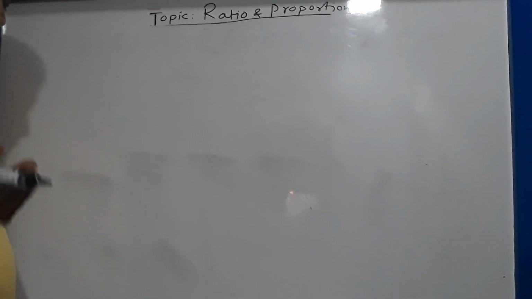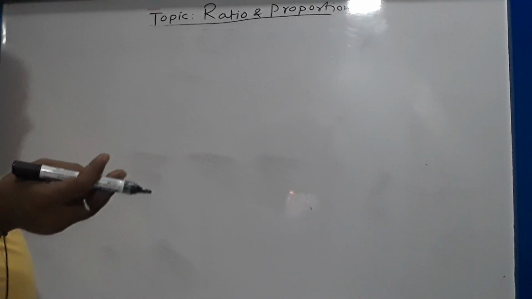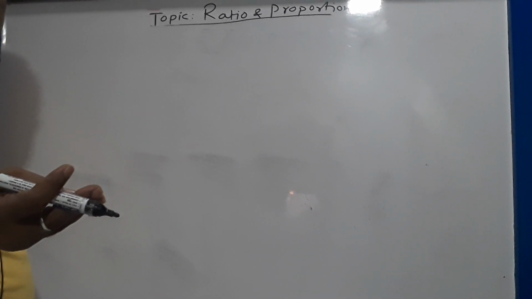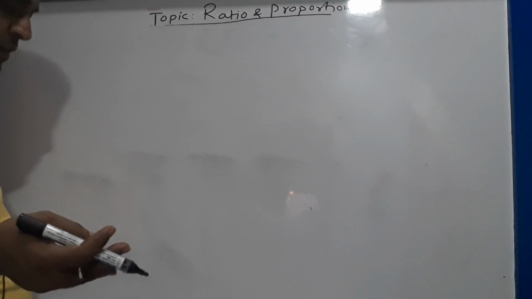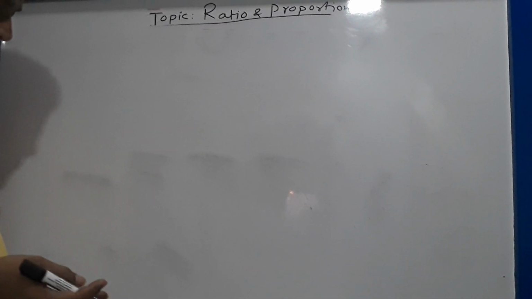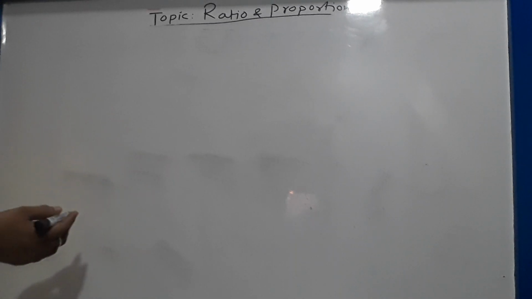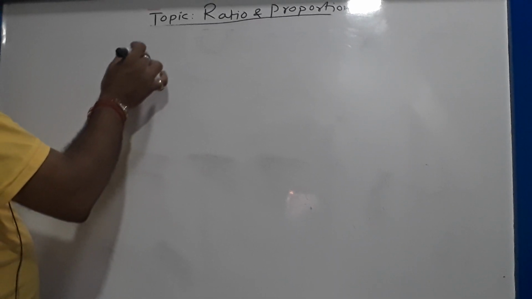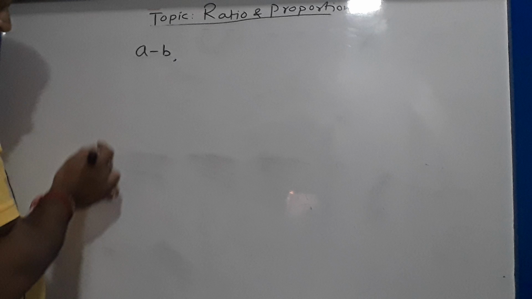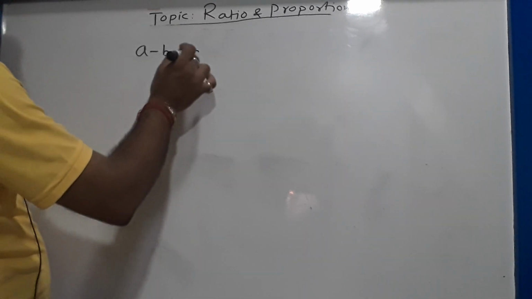So we have seen the definition of proportion, continued proportion, and mean proportion. Now let us find the third proportion and fourth proportion problem. There are 3 numbers, a minus b and a square minus b square.